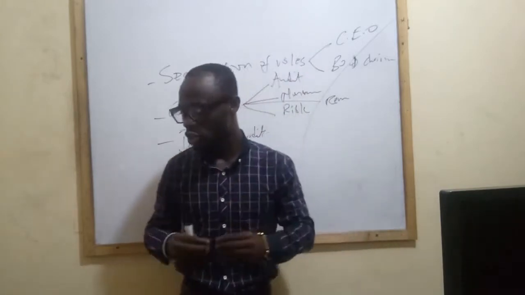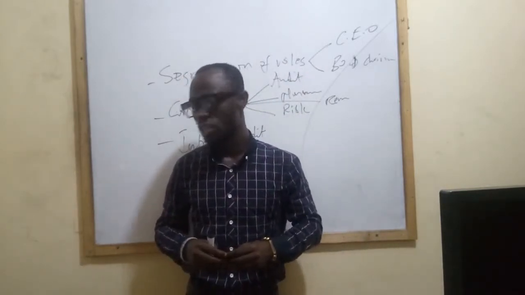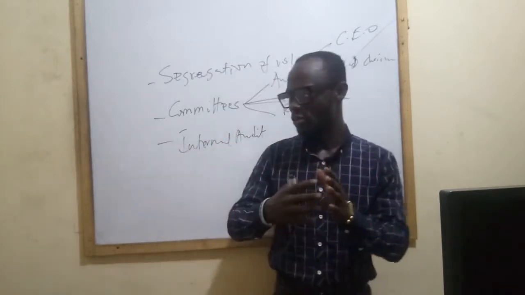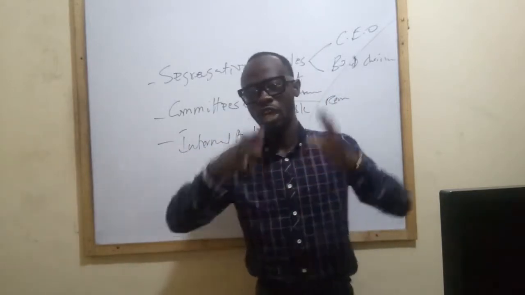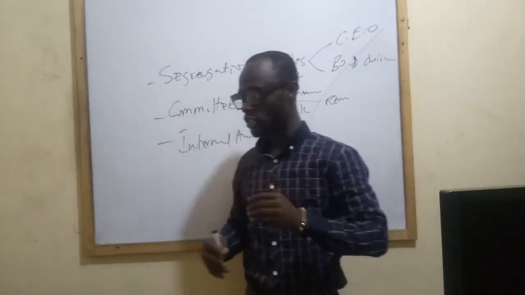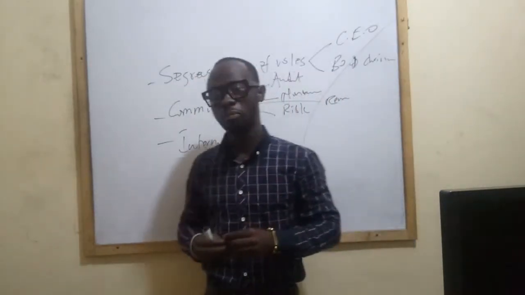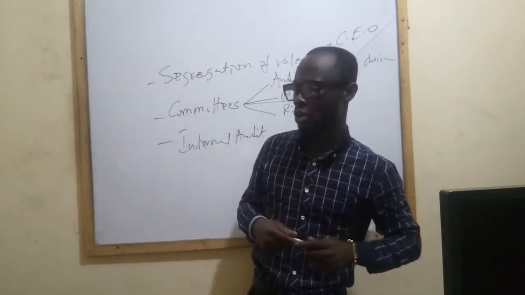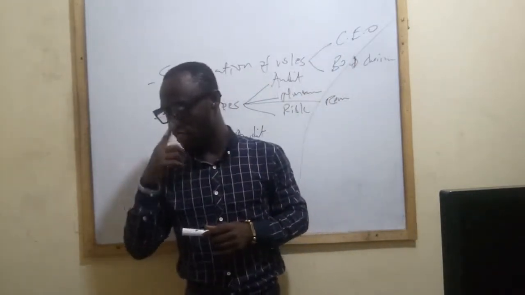2, he ensures satisfactory channel of communication with external auditors. So the board chairman must ensure that there is a satisfactory communication between the organization, between the management, and then external auditors. 3, runs the board of directors. So the board chairman is responsible to administer the board of directors, direct the board of directors in that order.